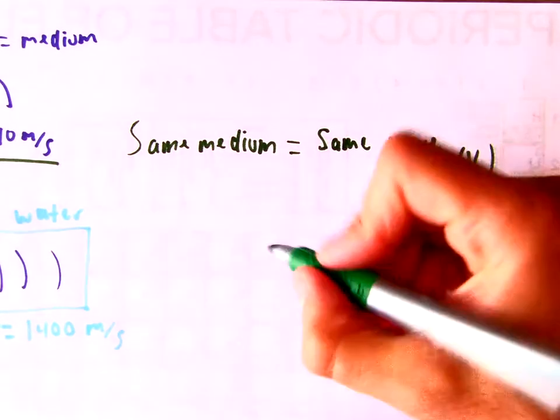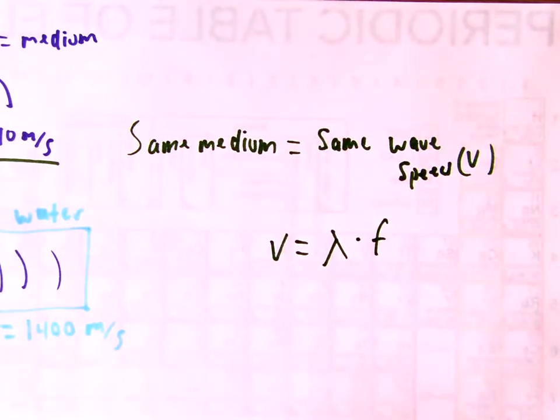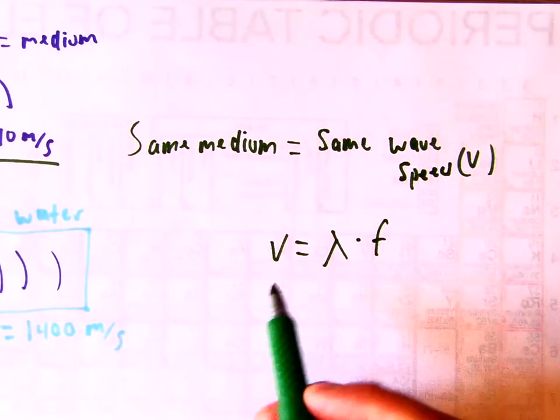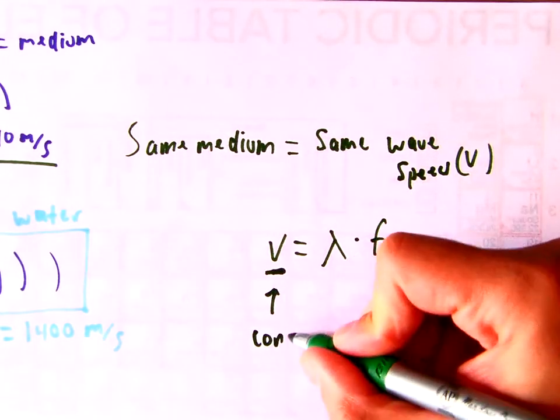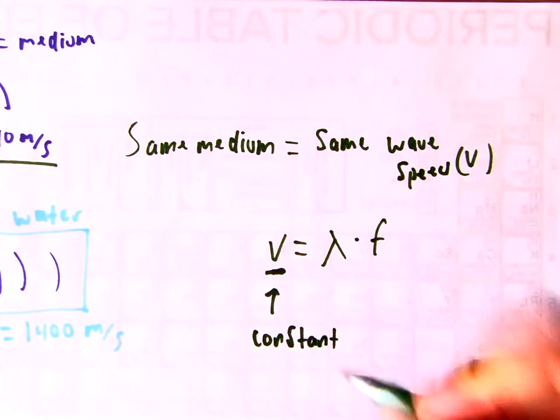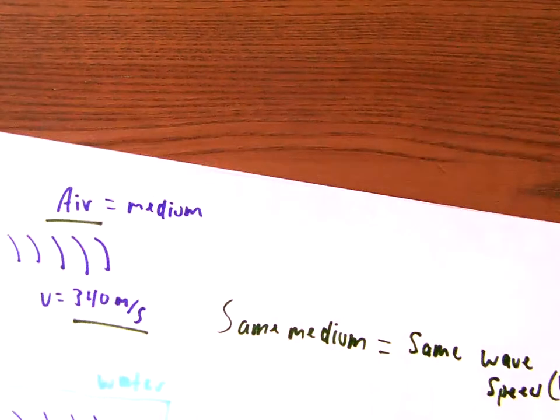Okay, remember, wave speed is equal to lambda times frequency. So let's keep that in mind. Remember, this is a constant. It's going to stay the same if we are in the same medium. Okay, so let's go ahead and go into the Doppler effect.